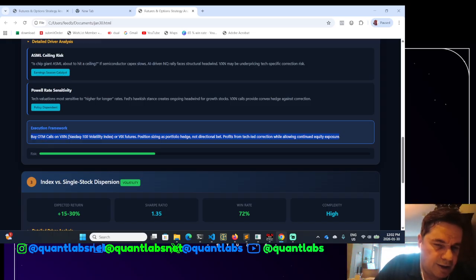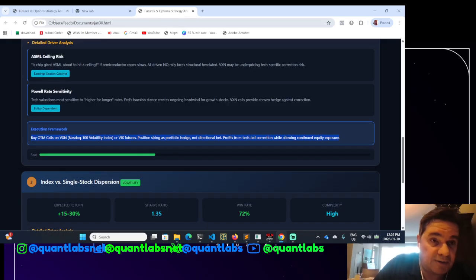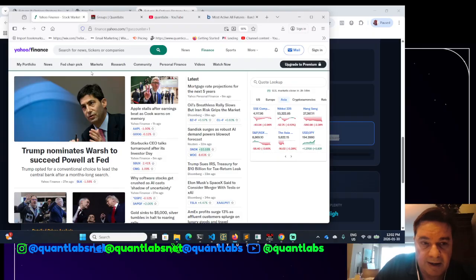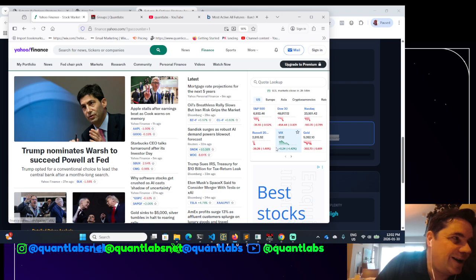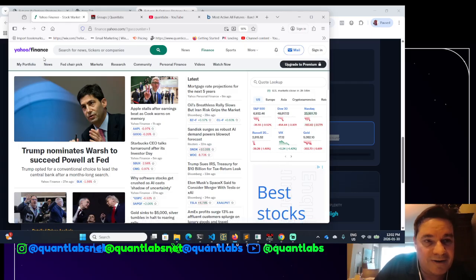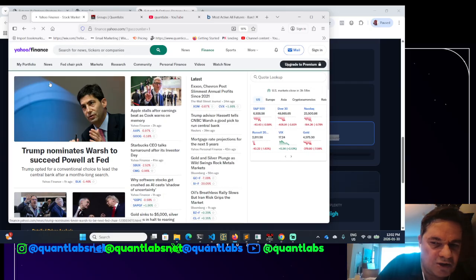So this is another symbol, the Nasdaq 100 volatility index, or VIX futures. And remember what I said about VIX futures: it's going to spike. Let's see where it's at now. Which one is the only one moving right now? It's the VIX. When everything's down, nobody's talking about it. But here, the VIX is up 1.42%.